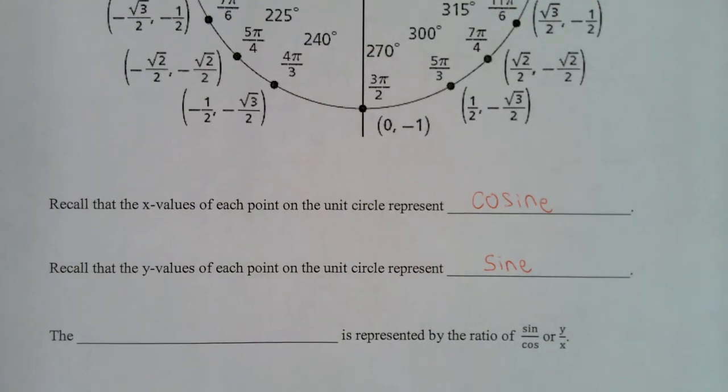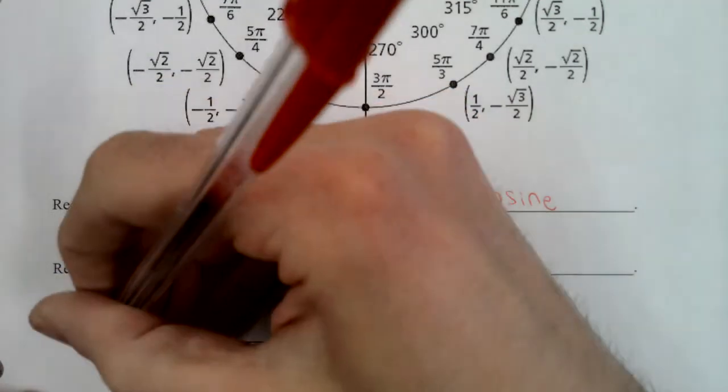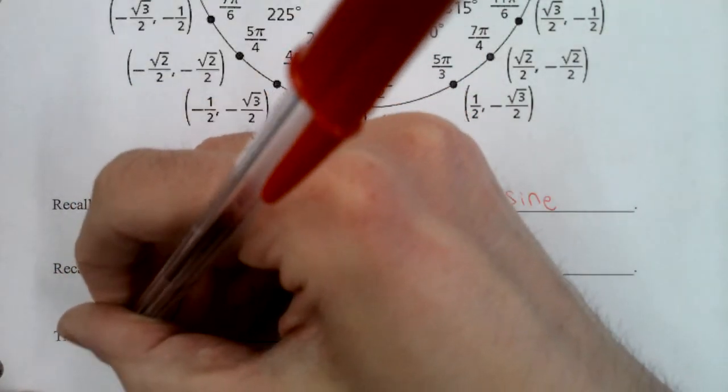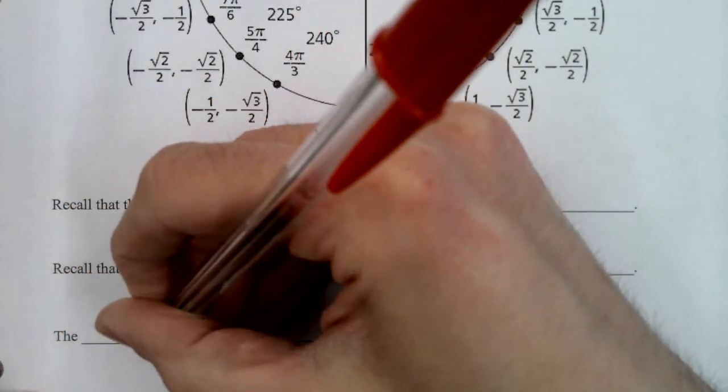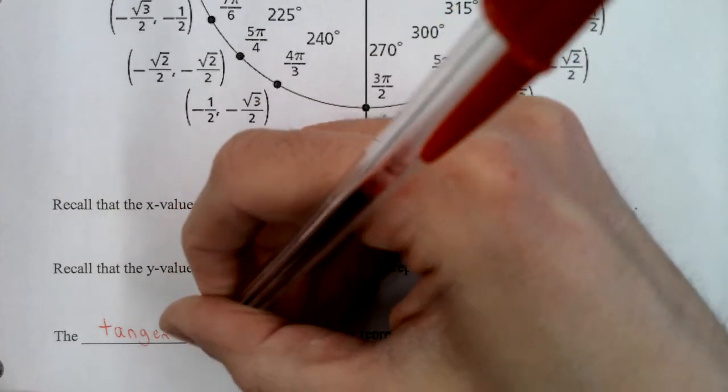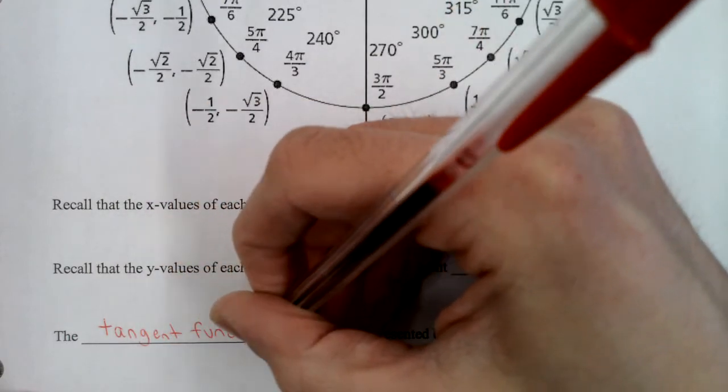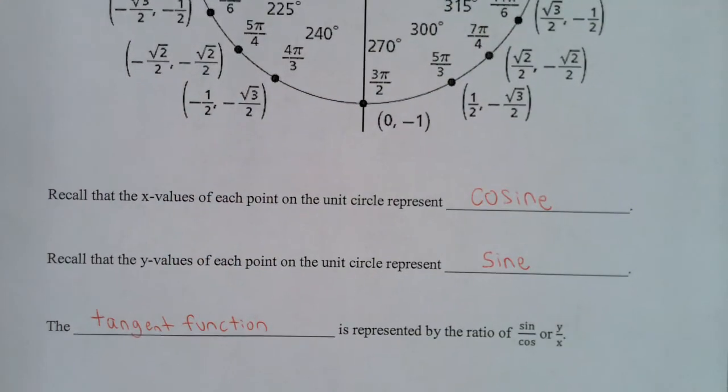And this is new, the tangent function. The tangent function is represented by the ratio of sine over cosine. In other words, y over x. Okay? Tangent. Sine over cosine. In other words, y over x. Okay?